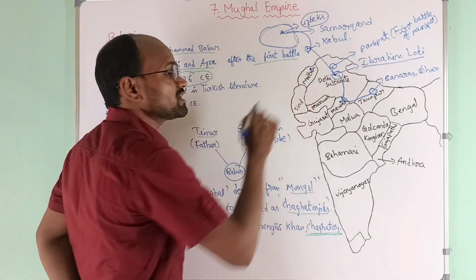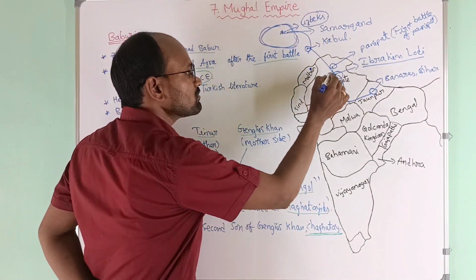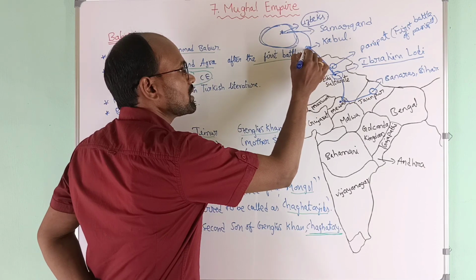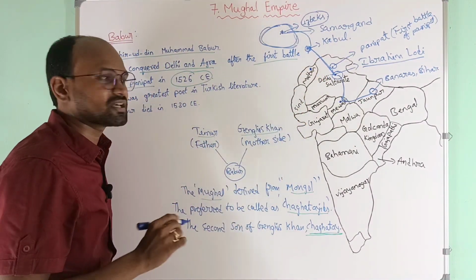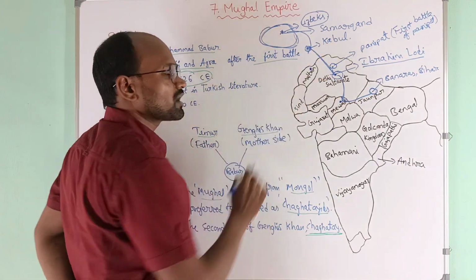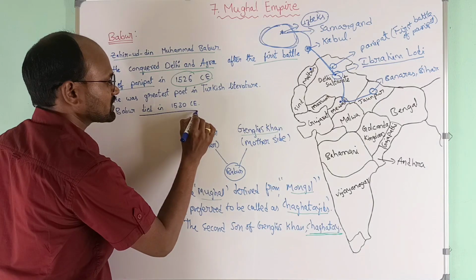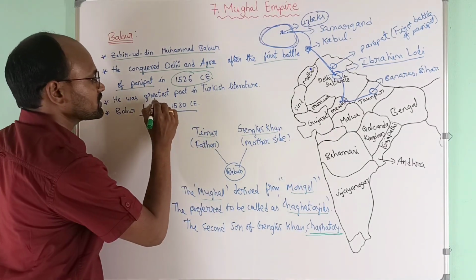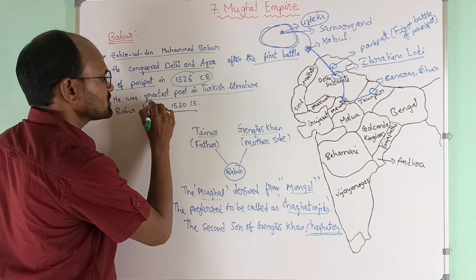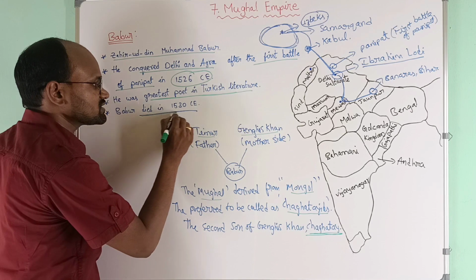After that, as there was political instability in Central Asia, he moved from Delhi to Kabul again. Later, in the year 1530 CE, Babur died in Kabul. So, when did Babur die? Babur died in the year 1530 CE. And he was also a great poet in Turkish literature. This is another important point.